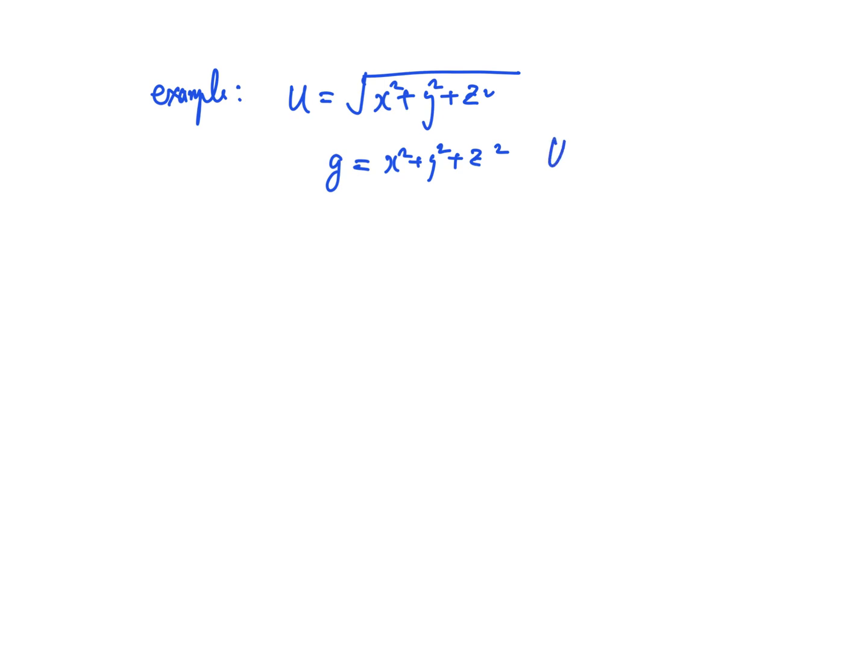Say example. u is square root of x square plus y square plus z square. So let's say g is x square plus y square plus z square, so u is the square root of g, right? So what is dg du? If you take the derivative of square root of g by g, it is 1 over 2 square root of g, right?